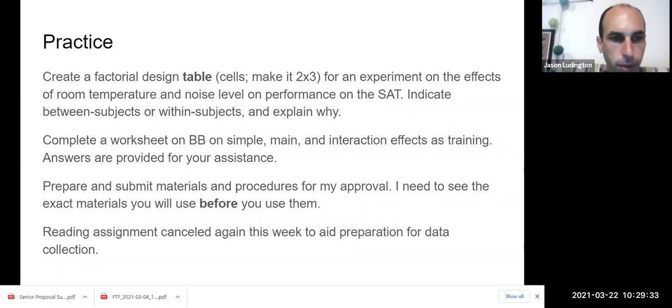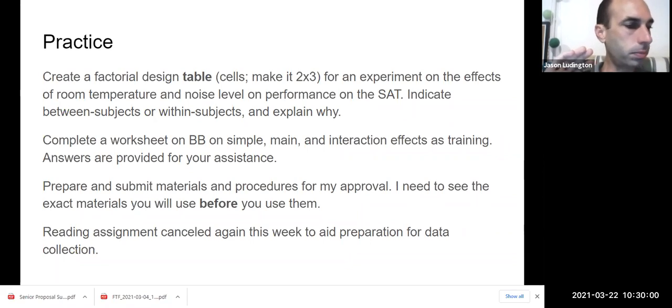And the last point, reading assignment is canceled again this week to aid you in preparation for data collection. I suppose it's also to aid you in having sufficient time and energy and mental effort and willpower to do well on your other classes and exams so that you don't have to spread your effort into this class this week.